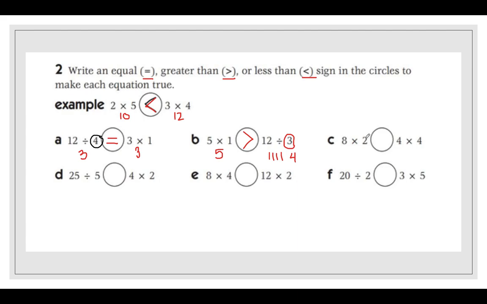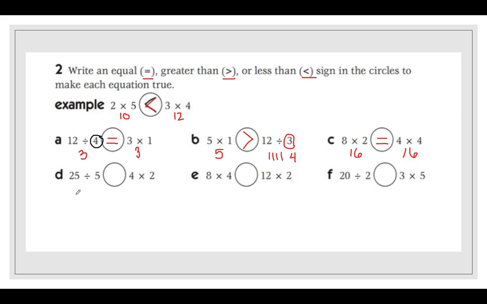What's 8 times 2? Remember, I can skip count by 2s or I can count by 8s. 8 times 2 is 16. Oh, good. We have another multiplication problem. What is 4 times 4? We count by 4s. 4, 8, 12, 16. 4 times 4 also equals 16. So which sign makes sense? Equal, greater than, or less than? The equal sign, they both equal 16.